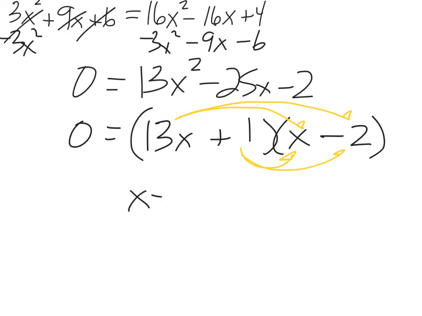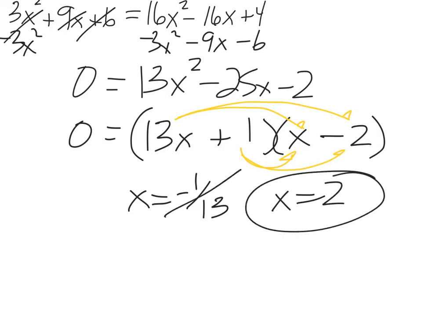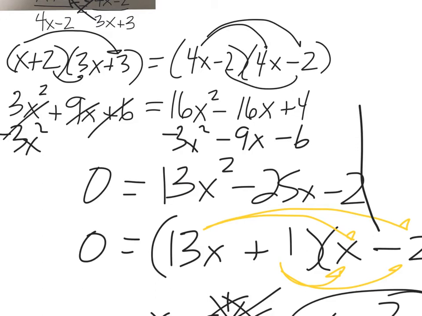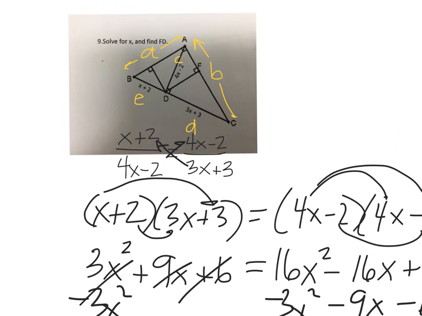So we have factored it correctly. So that means x is negative 1/13, or x equals 2. So let's throw away the negative. That's not going to help us at all. x equals 2. Fantastic. Yes, that was a lot of quadratics going on there. We got to move over here. Okay, back to here. x equals 2.